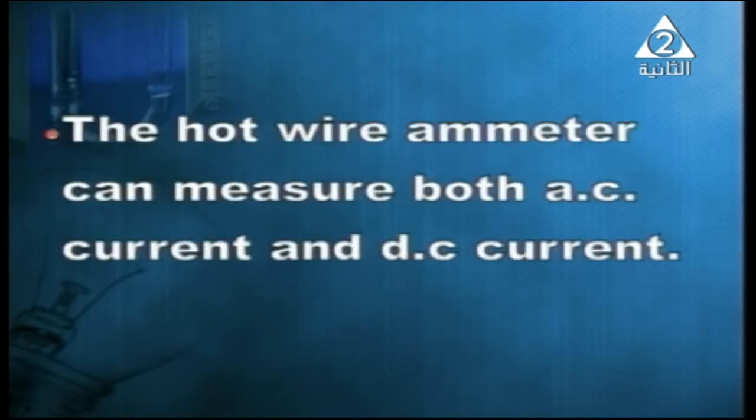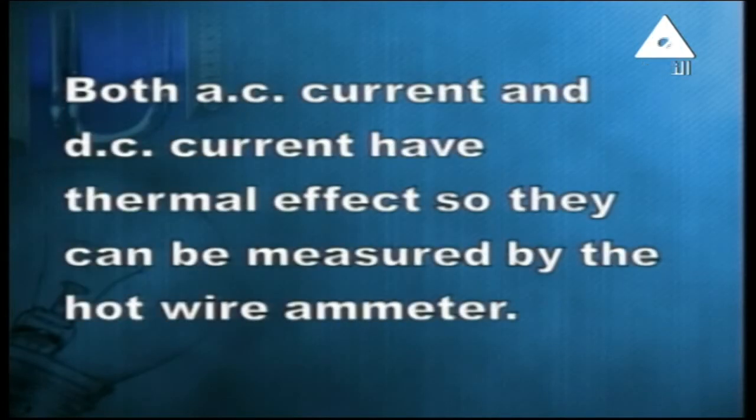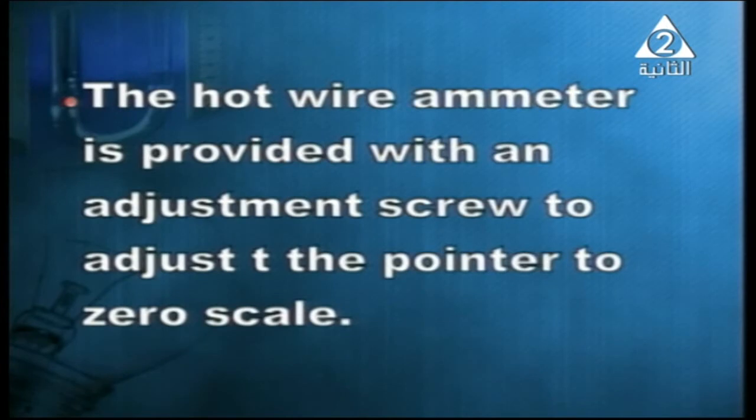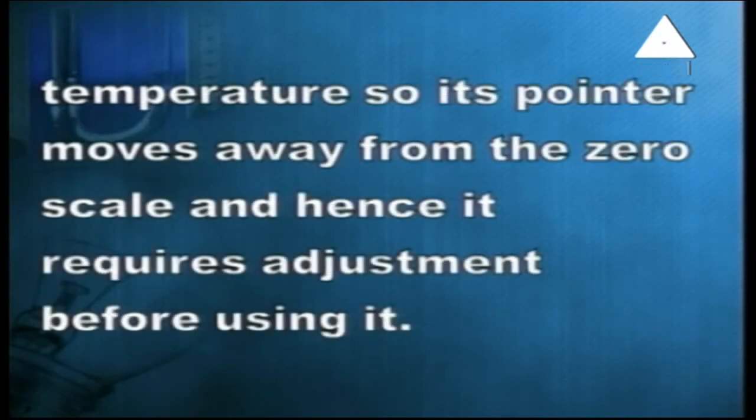Another, give reason: the hot wire ammeter can measure both AC current and DC current. The function of the hot wire ammeter depends on the thermal effect of the electric current, and AC and DC both have thermal effects, so they can be measured by the hot wire ammeter. Another, give reason: the hot wire ammeter is provided with an adjustment screw to adjust the pointer to the 0 scale. As a matter of fact, the resistance wire, the wire made of platinum iridium, is affected by changes of the atmospheric temperature. So its pointer moves away from the 0 scale, and hence it requires adjustment before using it.